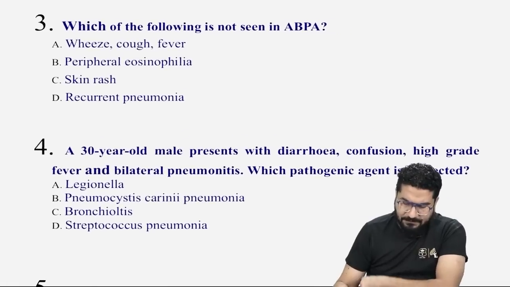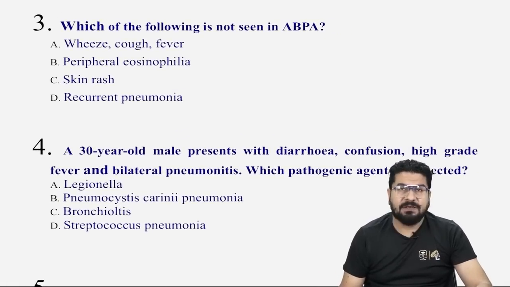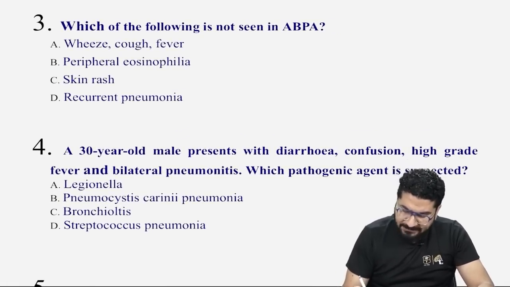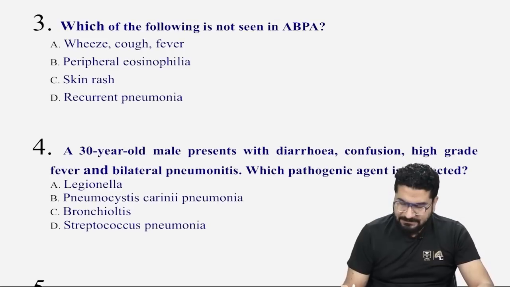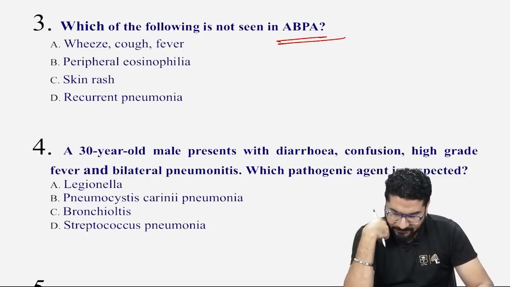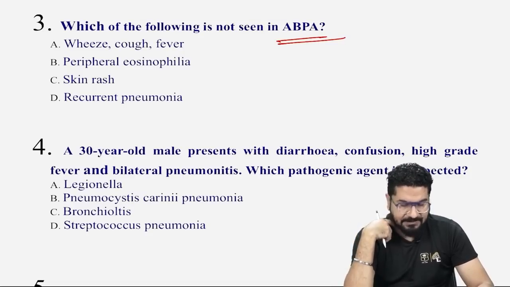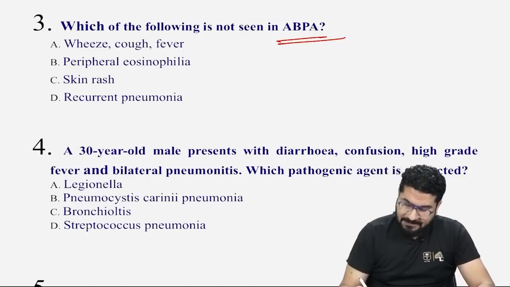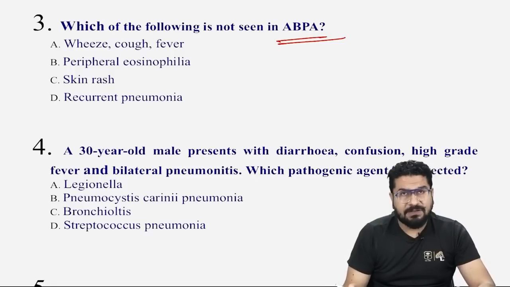Okay, coming to the next question: which of the following is not seen in ABPA? ABPA means allergic bronchopulmonary aspergillosis. This is a condition due to Aspergillus fungus. So what are the symptoms? In aspergillosis, a patient can develop mainly pulmonary manifestations: wheeze, cough and fever. Cough is seen.